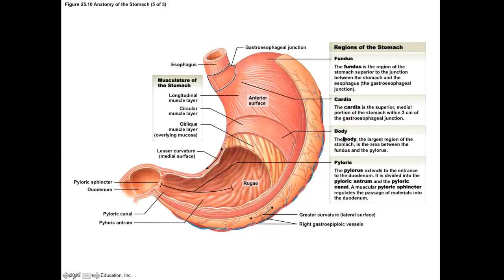And then the pylorus is going to be a little bit of a narrowing canal, right? Sometimes it's called a pyloric canal. And so it's going to be this sort of last portion of the stomach as the food is moved into the duodenum, or the very first part of our small intestine. Okay, so the pylorus, if you watch the gastric antrum squeezing, you were watching this portion right here.